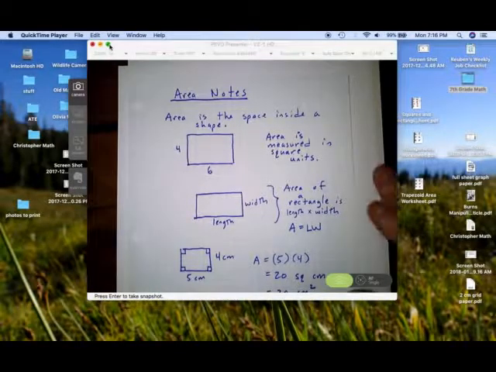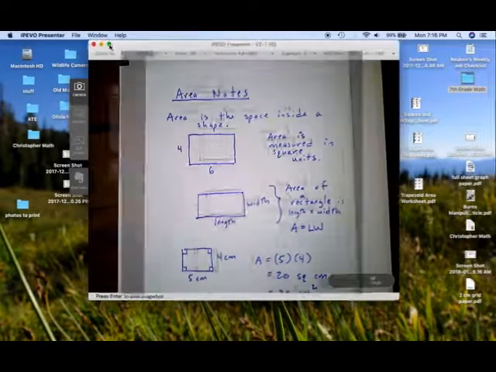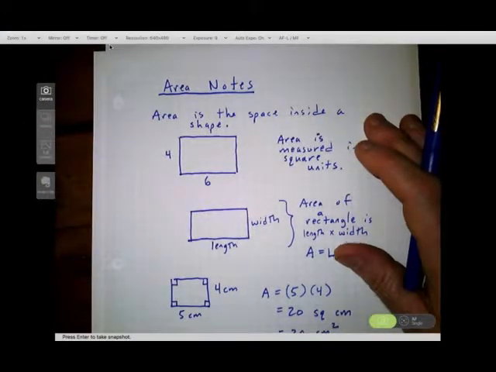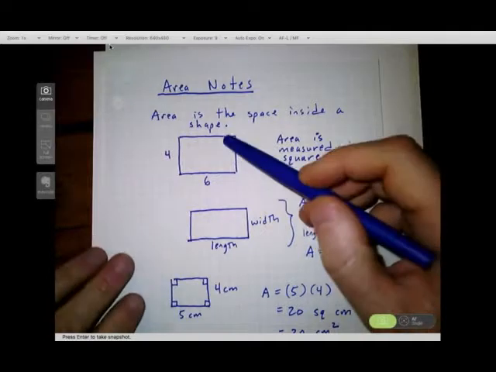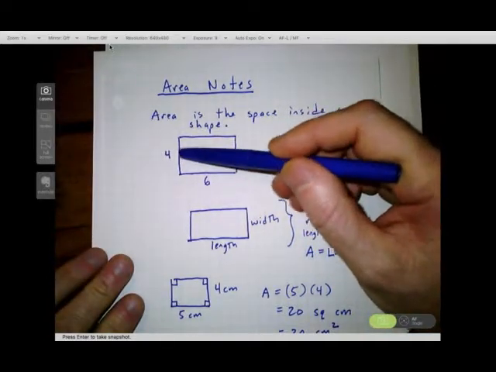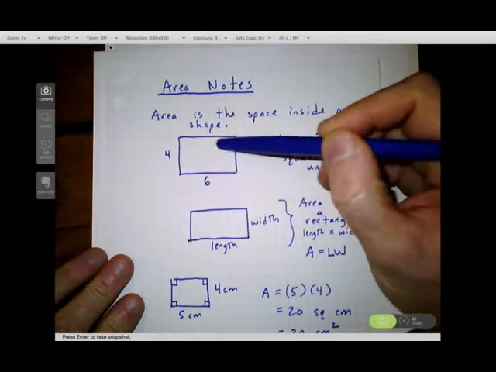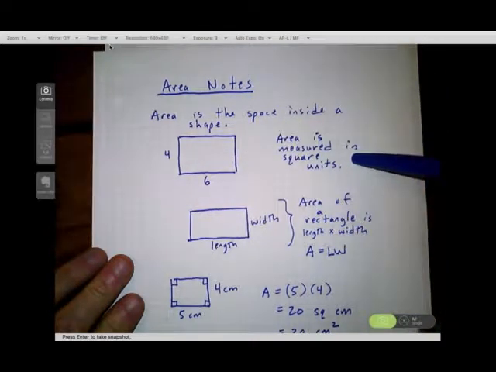All right, folks, this section of notes is going to be about area. Now area is the space inside of a shape. So hopefully you can see this okay. There's some squares marked off in here, some graph paper squares. So area is the space inside, and we measure that in square units.